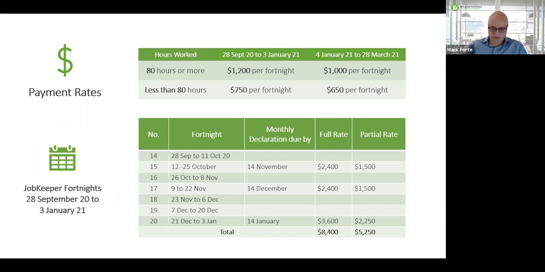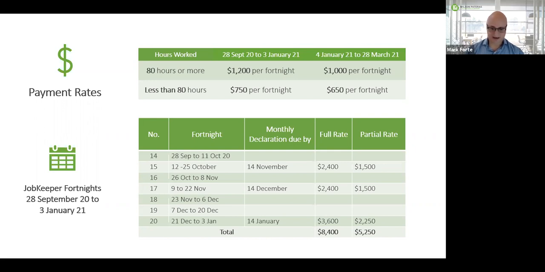So for JobKeeper 1, for JobKeeper 2, for the next payments that are coming through, as soon as you lodge your monthly declaration, and the sooner that you lodge it, the sooner that you get paid for the employees. So you can expect a payment for employees or an eligible business participant that's on a full rate of $2,400 and a partial rate of $1,500.